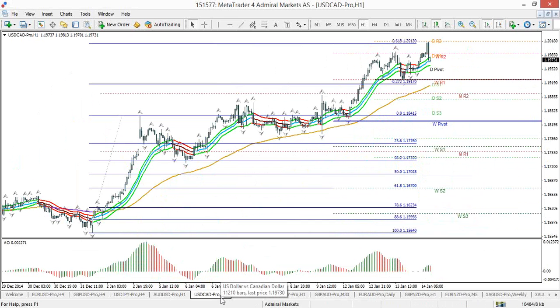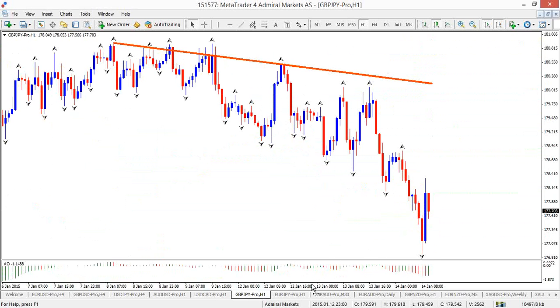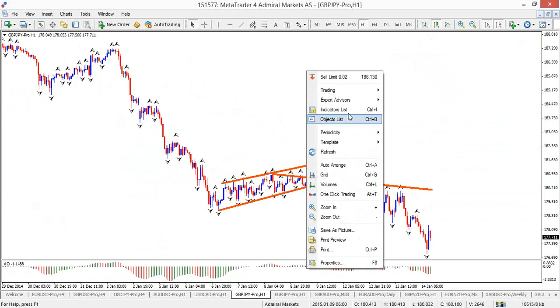Dollar CAD, nothing at the moment. Pound yen, nothing at the moment, unfortunately. The reason why I liked the trade though was because of this bear flag. I was thinking about taking it here, eventually took it a bit lower. Let's take a look at our other template.